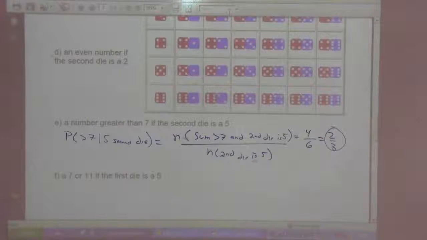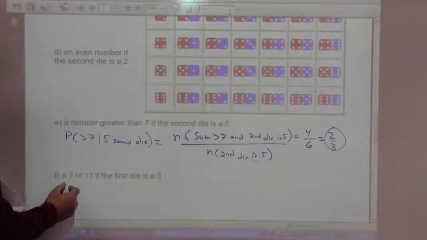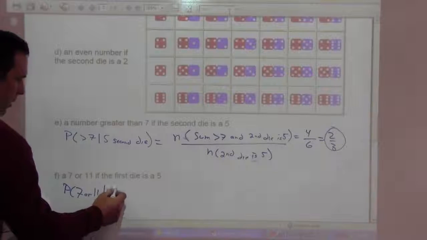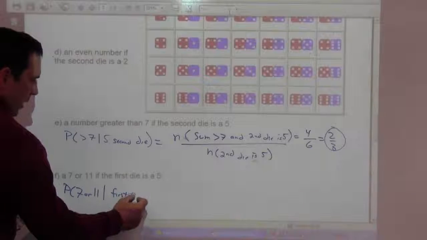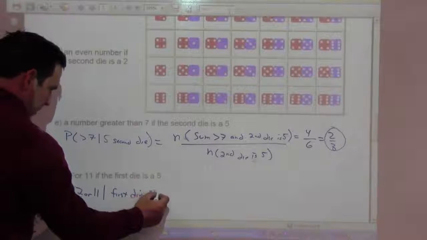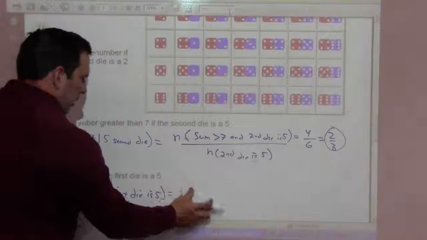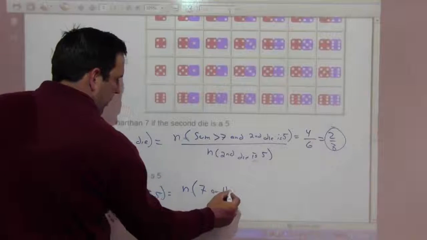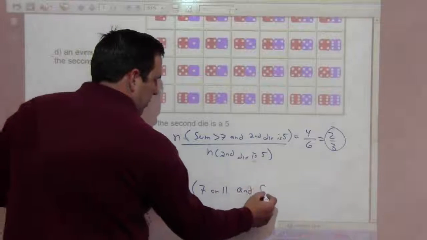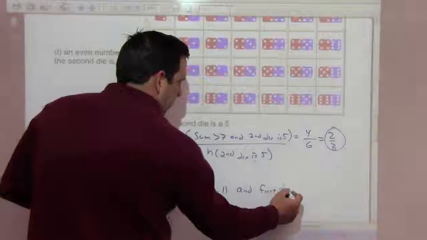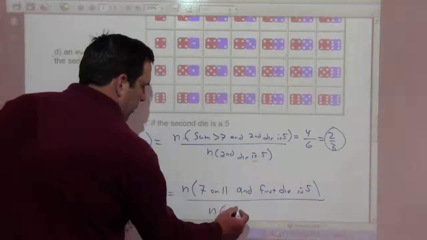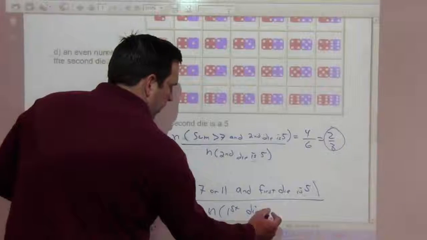And the last one, what's the probability of getting a 7 or 11 if the first die is a 5? Probability of 7 or 11 given first die is 5. That's the number of ways you can get a 7 or 11 and the first die is 5, over the number of ways you can have the first die be a 5.